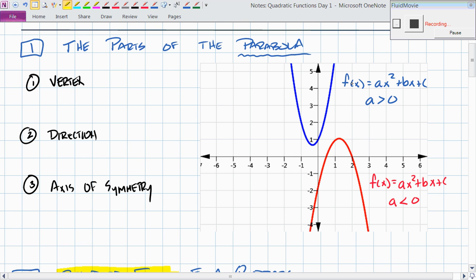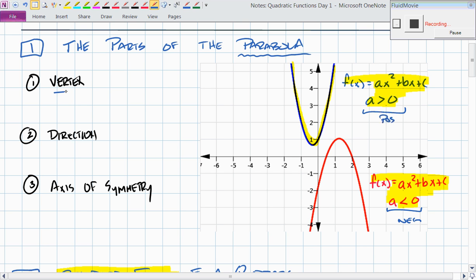I have this blue parabola represented by f of x equals ax squared plus bx plus c. It's any old sort of quadratic function. And then I have this other one here, ax squared plus bx plus c, but the only difference is I've changed the a value. The a value here is greater than 0, so positive values, and the a value down here is negative values. And that does something to the graph, okay?